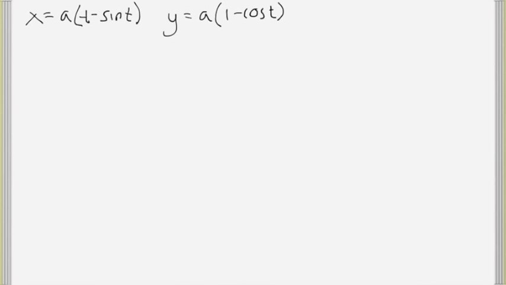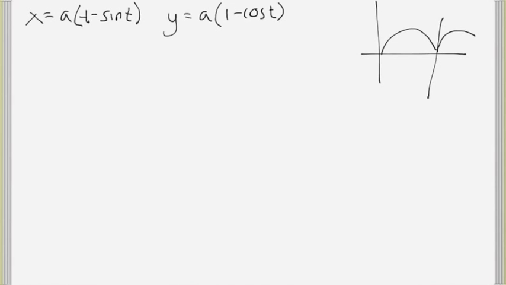Let's do our last example, please. This question wants us to find the length of one arc of this curve. This particular curve is called a cycloid, and what happens when you graph it is it creates bumps like this that go on forever and ever. So we're asked to find one bump of it.